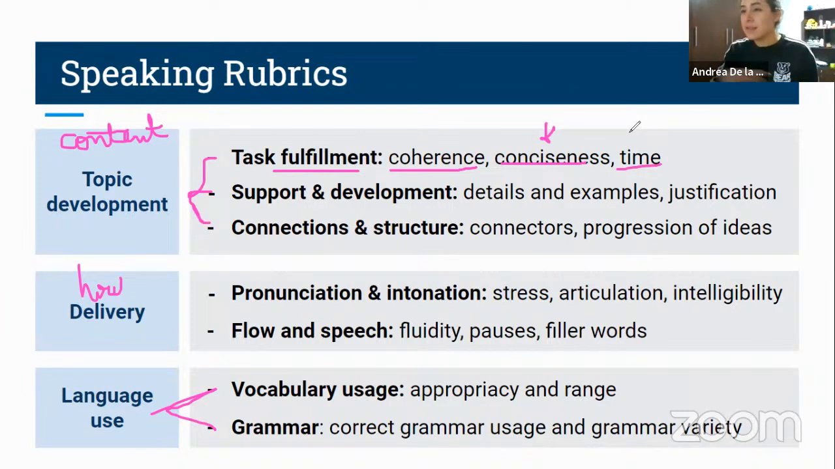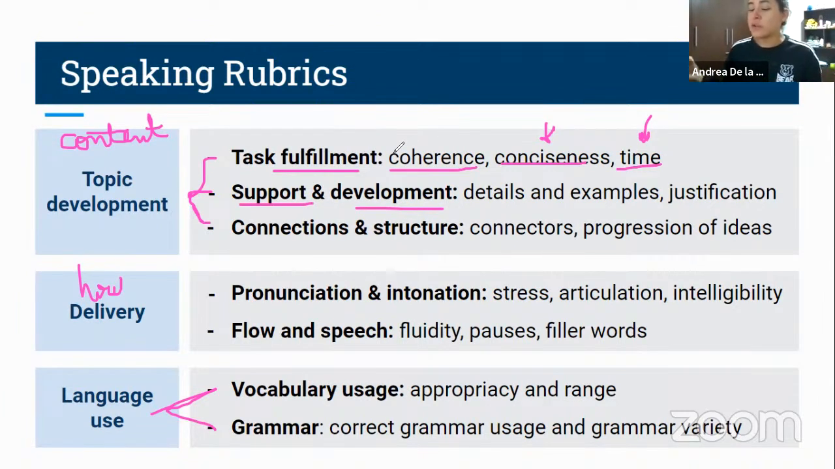Right? What you just did was like 20 seconds for just expressing your opinion. So the way you manage your time matters as well. Okay, guys, that's task fulfillment. Then you have support and development, which basically means how layered your response is, how well elaborated it is.